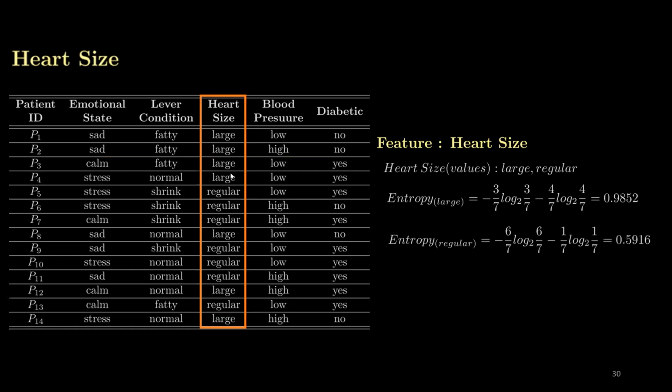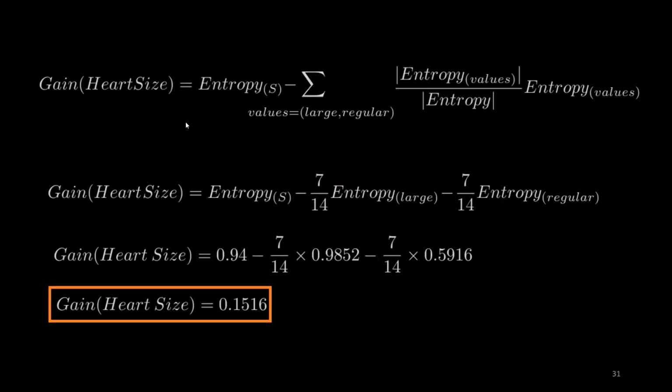Similarly, another value of heart size is regular. Regular also appears 7 times in this column, 6 times with the class yes and 1 time with the class no, and this is the entropy value of regular. The next step is to calculate the information gain of heart size. For information gain, I will have to subtract the weighted value of this column from the entropy of the dataset. The weight associated with large is 7/14, and the weight associated with regular is also 7/14.